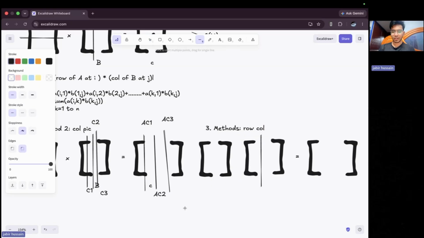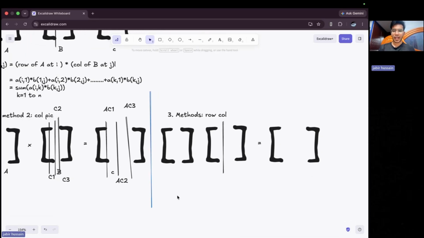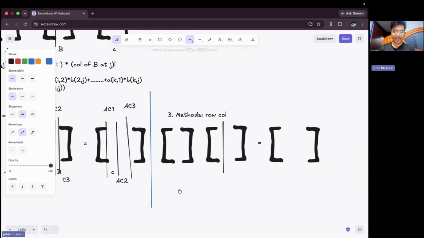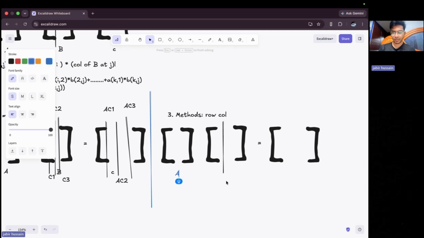Let me draw a different color line such that this shows that these two are two different concepts. Here I have my matrix A, 1. This is my matrix A, this is my matrix B, and I'm getting answer C. Now let me just delete it.